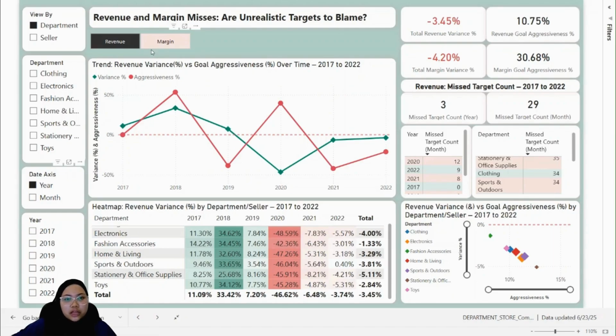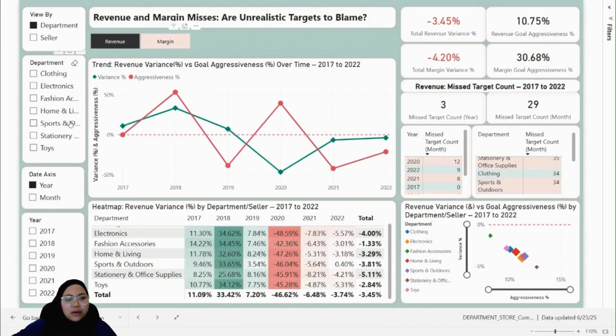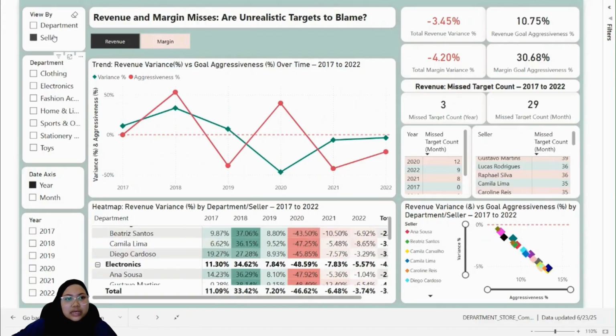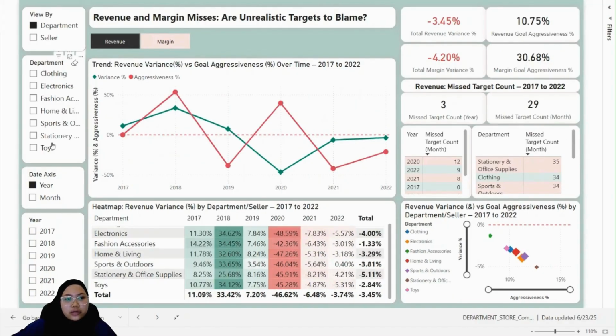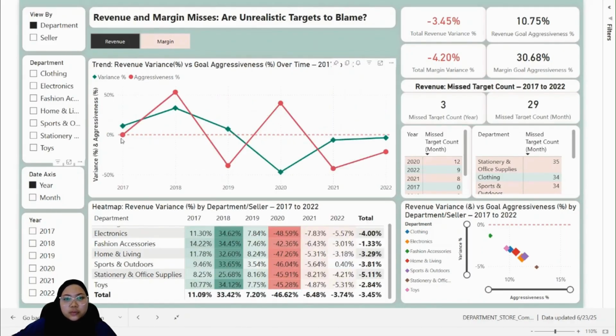So, starting from the top, users can switch between revenue and margin views. On the left, there are filters to select specific departments or to view by sellers, as well as options for yearly or monthly breakdowns. If no specific year is selected, the dashboard displays overall data from 2017 to 2022. The summary cards on the top right give a quick snapshot of total variance and goal aggressiveness.